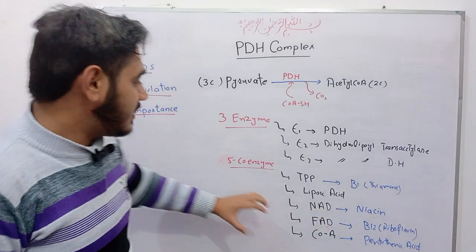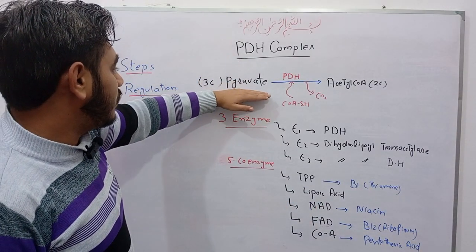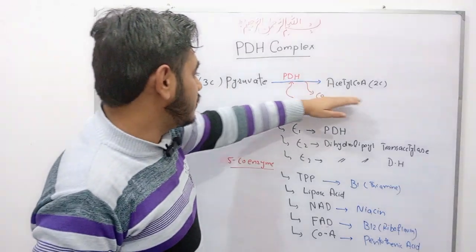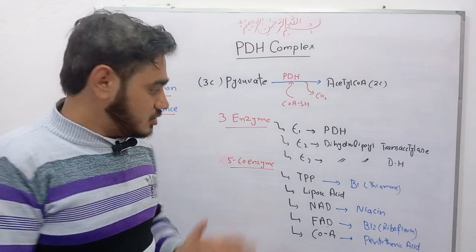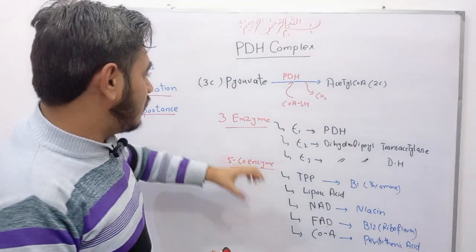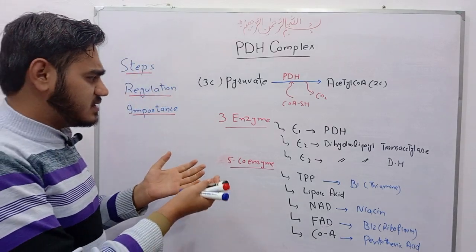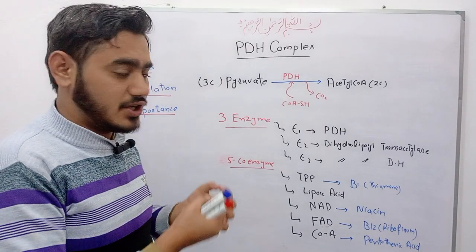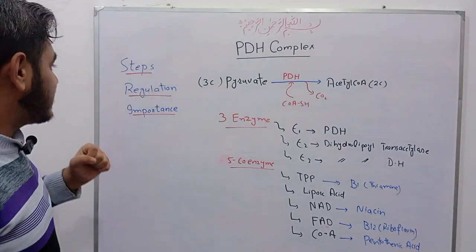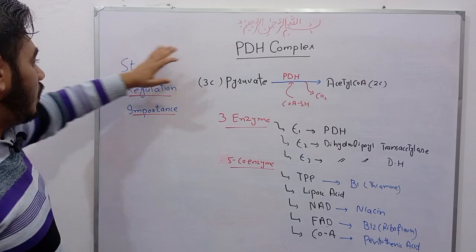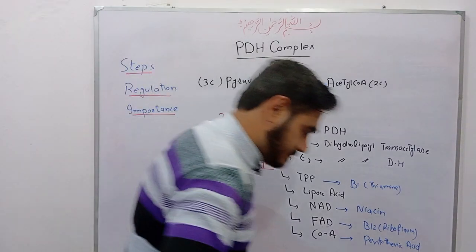This whole complex is responsible for the conversion of the three carbon compound pyruvate to acetyl CoA, which is a two carbon compound. So this is how these complexes are used in the conversion of pyruvate to acetyl CoA. So now let's see the steps of this complex.